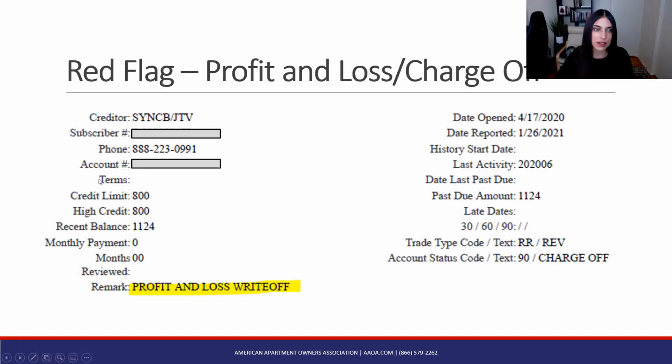Over on the left column, if you see there, it shows you the credit limit and the high credit. That's not really relevant too much at this point. It's a charge-off, so it doesn't really matter too much. The recent balance is going to be the most important thing there for you to look at.